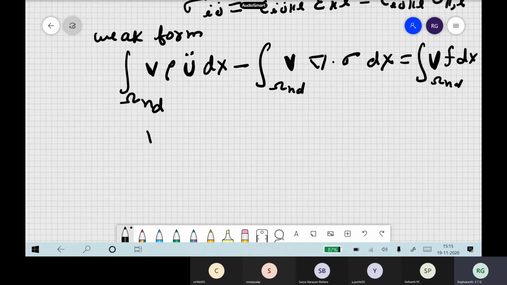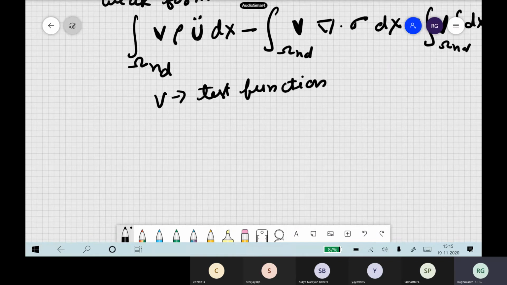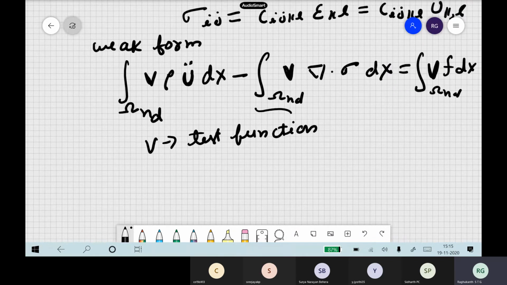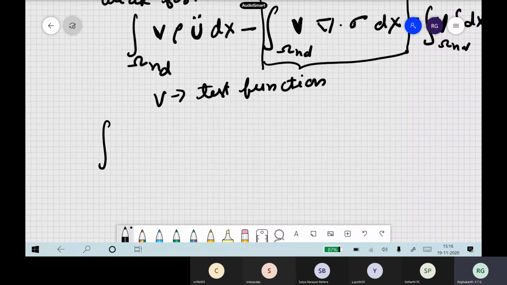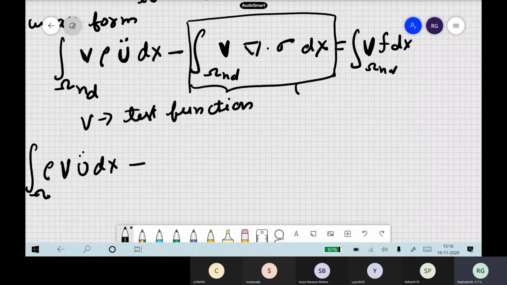So v is a test function which is arbitrary, and in many cases we take v as an interpolating polynomial. It is like a Galerkin kind of approach. Now in a similar fashion, this term, what do we do? What have we done previously with this term, in FEM or even in this case? Now what do we do with this term, the second term, the surface boundary term? We integrate by parts.